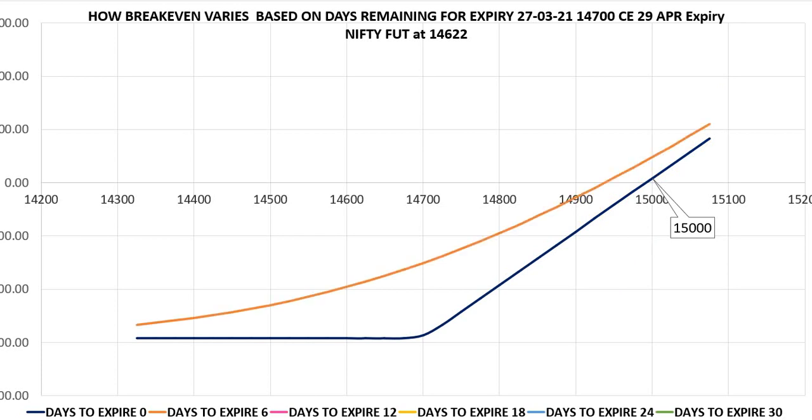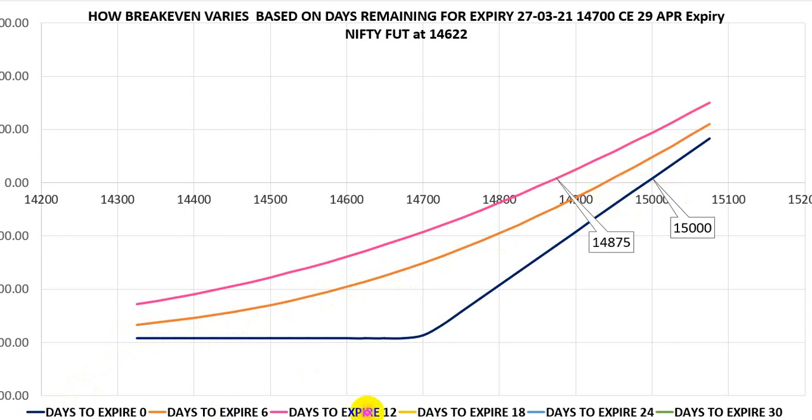If you are 6 days before this expiry, then you need not wait till 15,000. Even if it crosses 14,900 or 950, you will get profit. If you are 12 days before the expiry, that means 2 weeks, then when Nifty moves, you will easily get profit. If it crosses 14,875 itself, you will get profit, because the 300 premium will be breached at this point. So this distance is 300.